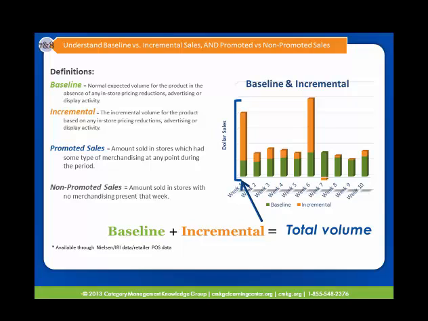The other way of looking at promoted volume is by looking at promoted sales, which is the amount sold in stores which had some type of merchandising at any point in time during a period, and non-promoted sales, which would be the amount sold in stores with no merchandising present that week. So if you relate that to the chart I have here, week 1 that I'm pointing at would be all promoted sales. Week 2 is likely an all non-promoted sales week. So you can see that baseline versus incremental and promoted versus non-promoted really is a different way of looking at your promotional volume.